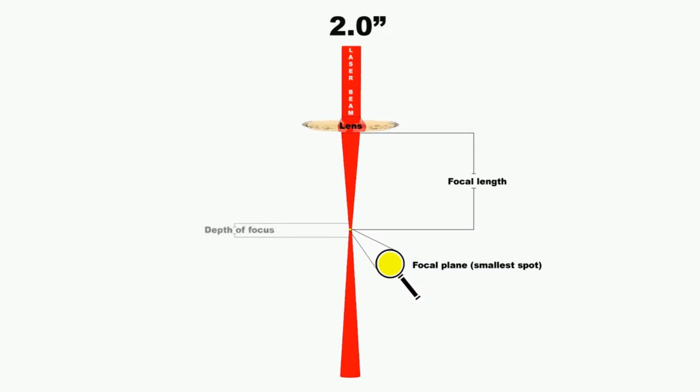The distance here is referred to as the depth of focus, which is basically a tolerance in which the beam diameter will not change much. In other words, if you are a bit higher or lower than the focus point but within the depth of focus, you will generally not see much of a difference when engraving. So for the 2-inch lens, the depth of focus is an average of plus minus 1.5 mm, so a total range of 3 mm.